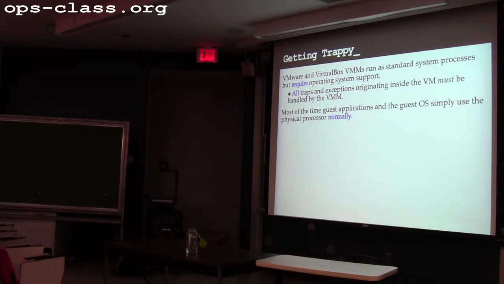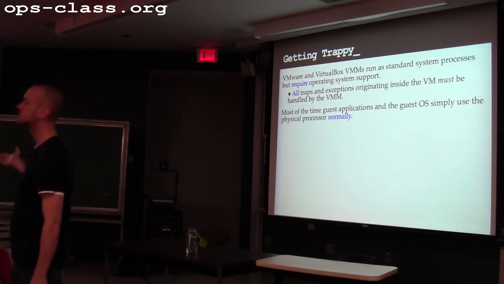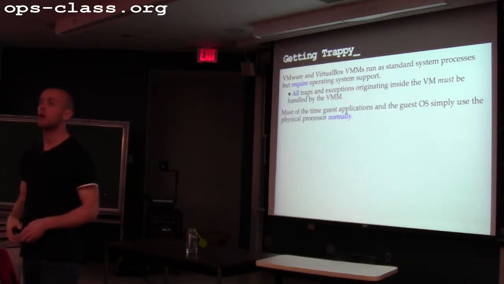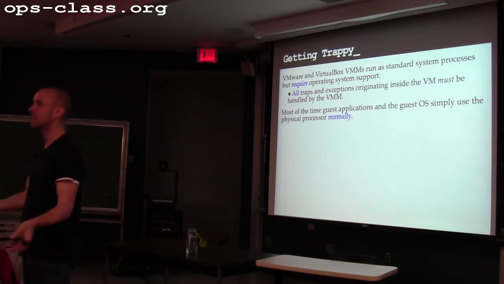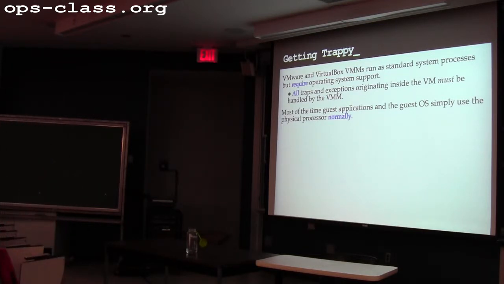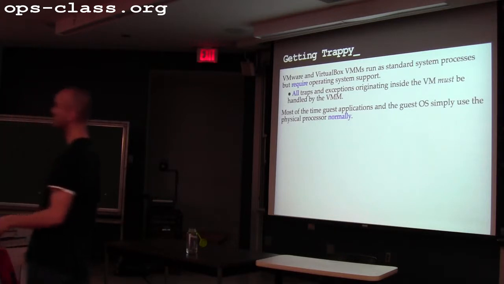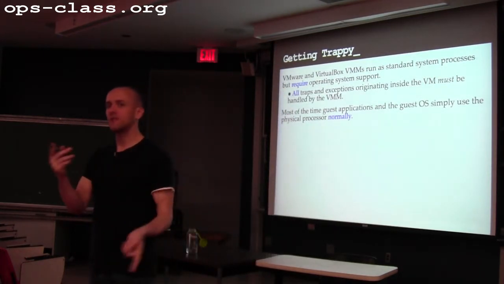And remember, most instructions that are executed both by the guest OS and by applications running inside the guest OS are allowed to simply use the processor normally. If I was emulating every instruction, this would be way too slow. So who could give me some examples of an instruction that would be safe to execute without involving the virtual machine monitor at all? An add, right? All I'm changing is the register state. I'm a process, I'm allowed to change the register state on the machine. What's another example? Subtract. Okay, fair enough. Multiply, divide. And moving arguments between registers, et cetera.